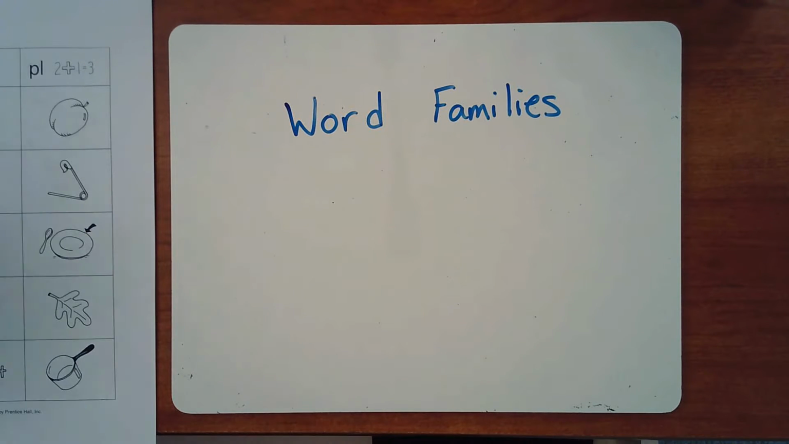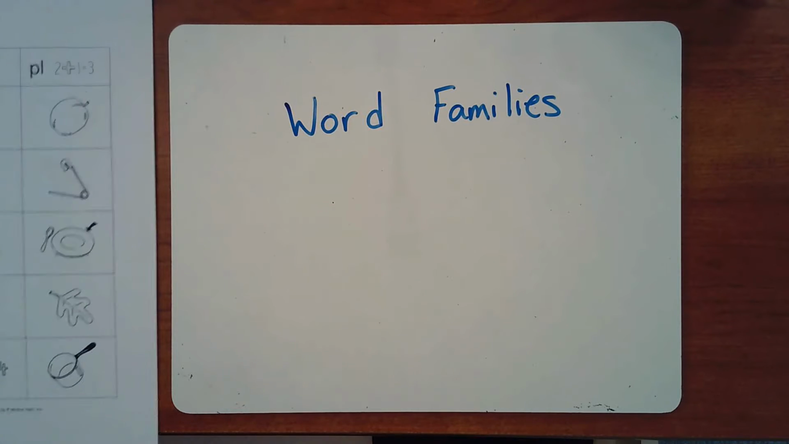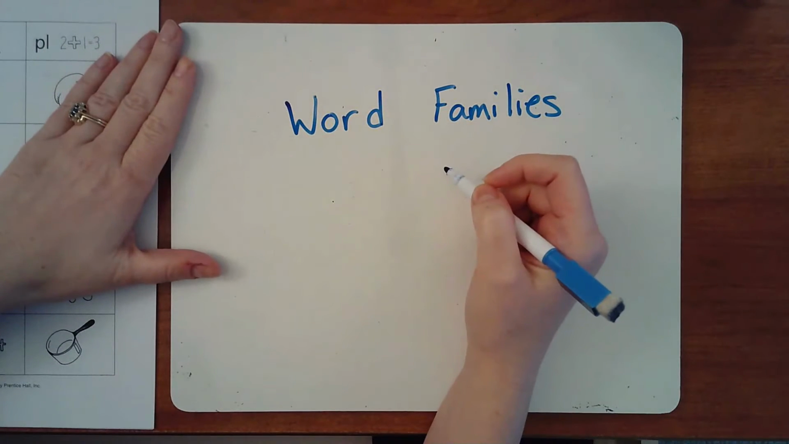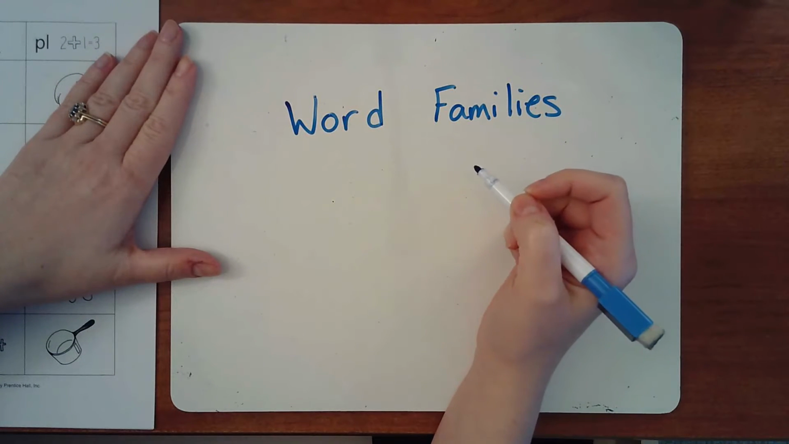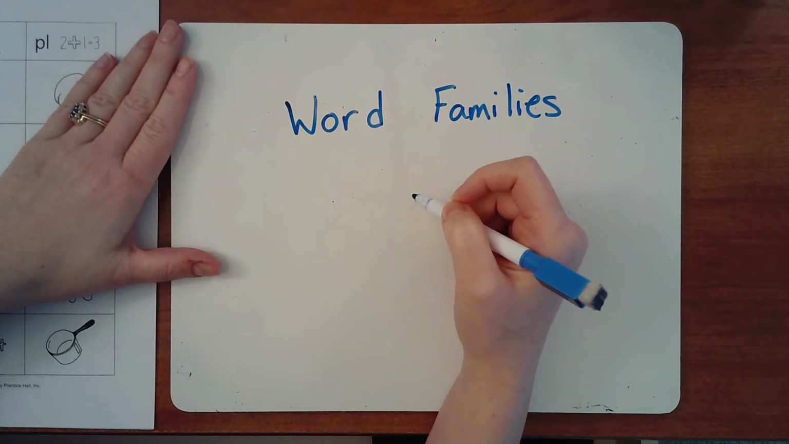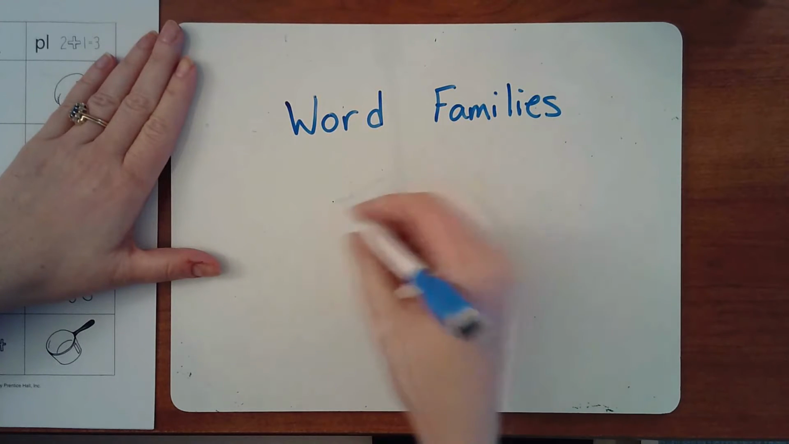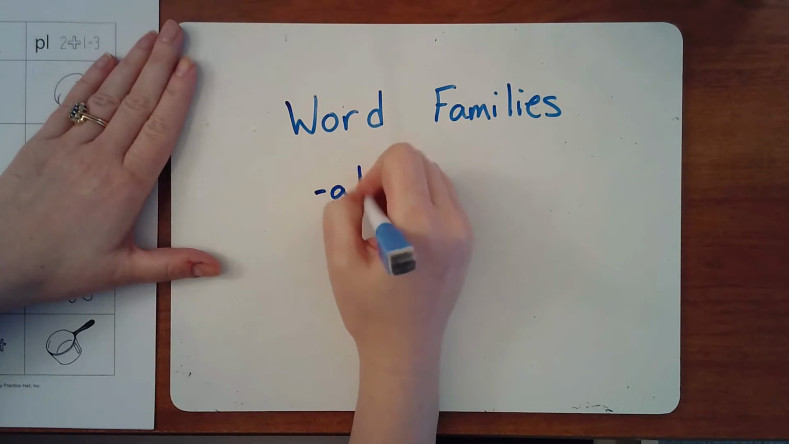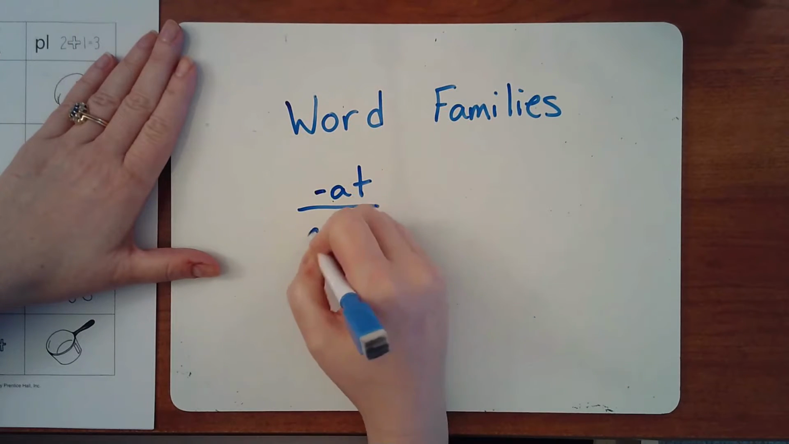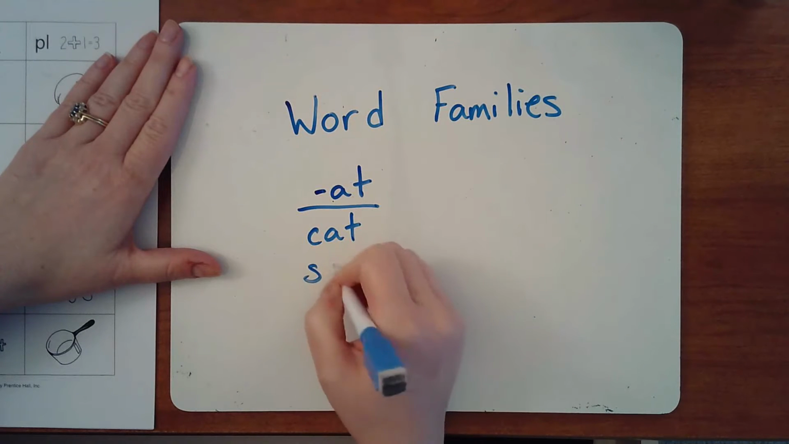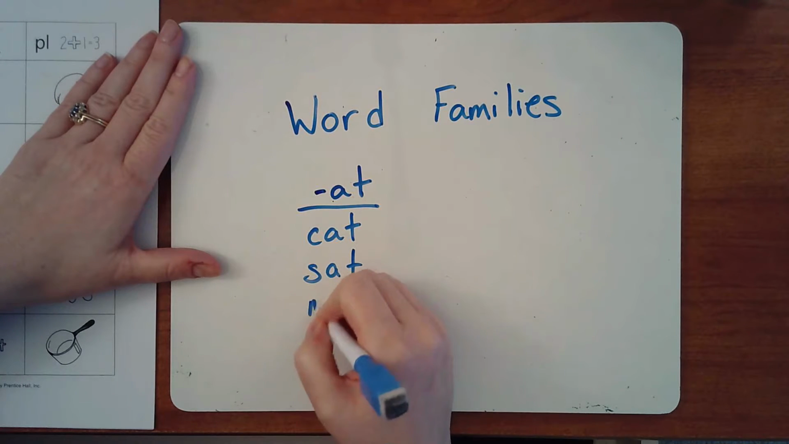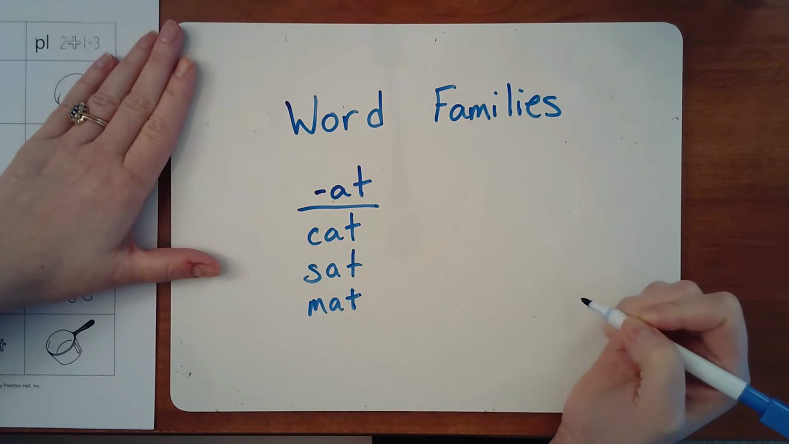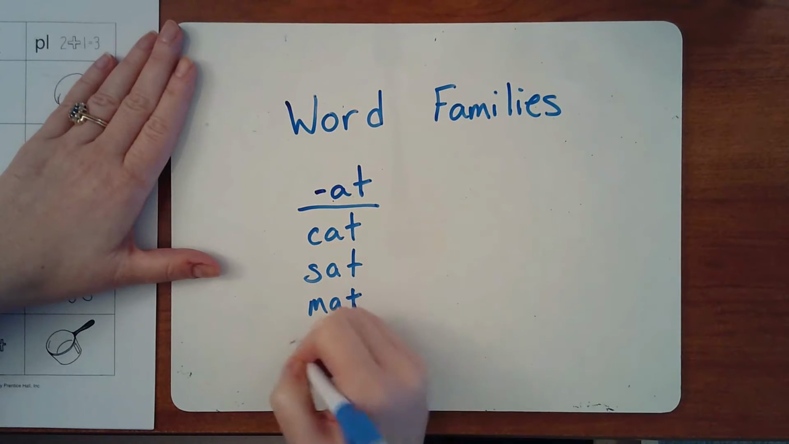In this video, I'll show you how to do word families with students. So a word family is basically like rhyming words. It's got that end sound and that ending vowel that are going to rhyme. So for example, if I were to do the "at" word family, it would be cat, sat, mat, things like that, or that.